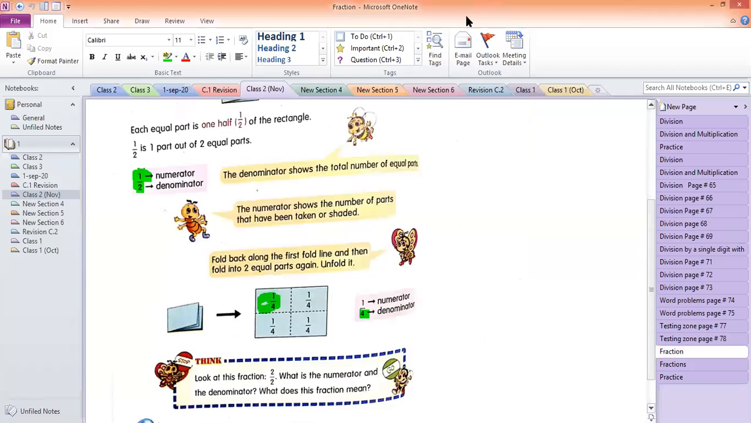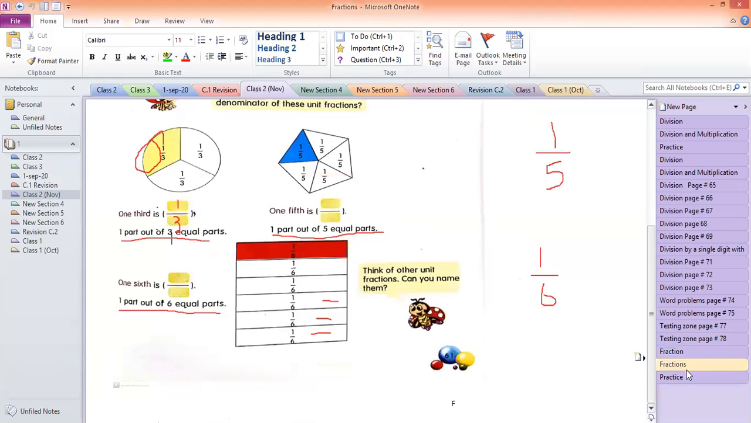Do you understand fraction, guys? Can you do the exercise now? Yes. Do you understand it? Yes. Yes. Yes. Sir, I got it. Okay. Okay.